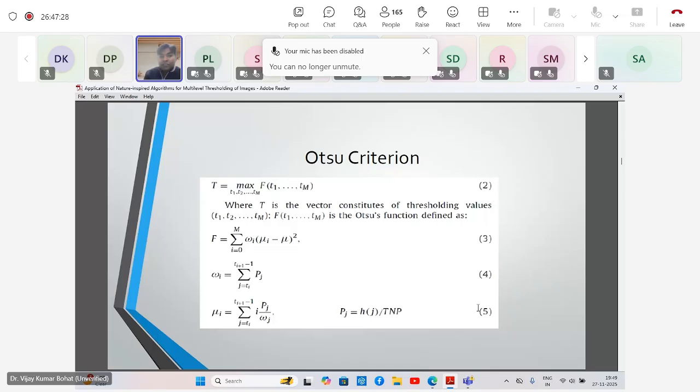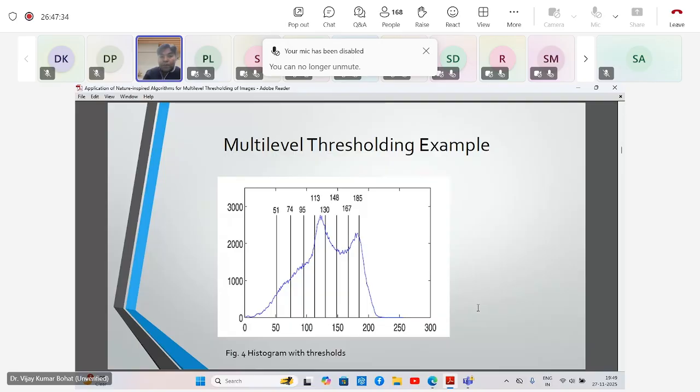This criterion depends on this point: if we want to separate the foreground from the background, then whatsoever classes we are going to have in this particular histogram, those classes' variance needs to be maximally separated. So this criterion is also known as the maximizing between-class variance criterion.